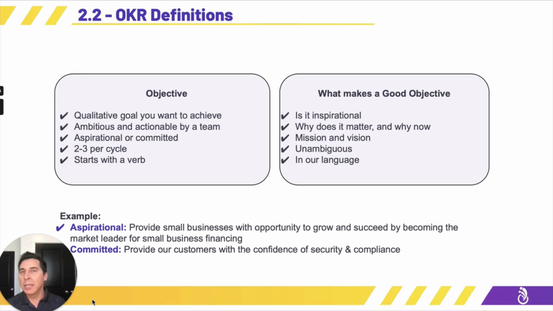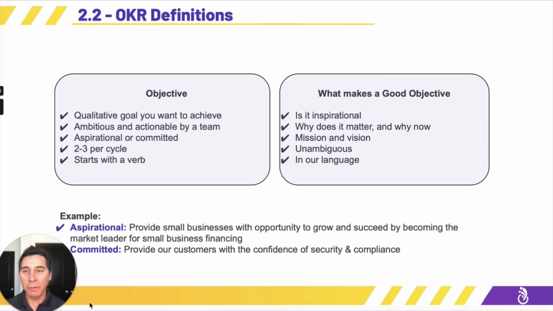And does it connect with our mission and vision? People can join any company that they want, but they join your organization because they connect with your mission and vision. So incorporate that into the objectives whenever you can. And is it in our language? If you have language that is unique to your company, make sure you use it. It builds better rapport with the objectives, right, with your OKRs. So make sure that you use that language.